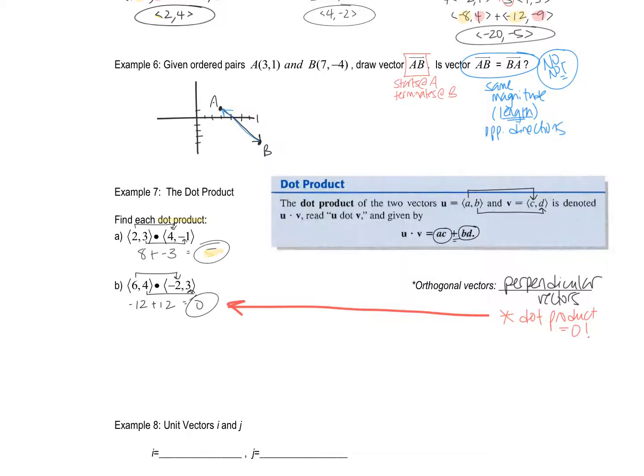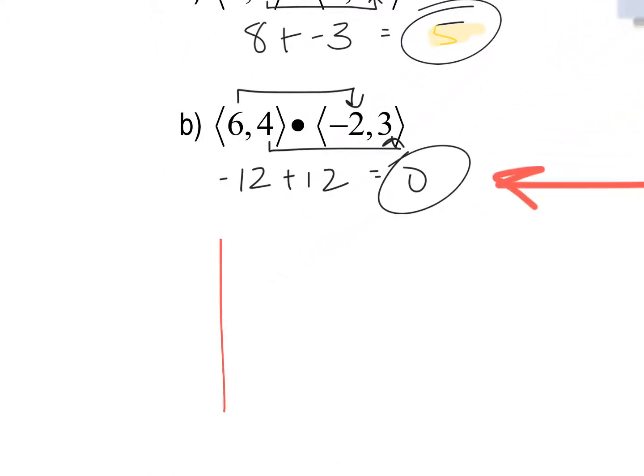So just as an FYI, the vector going through 6, 4 looks like this. 1, 2, 3, 4, 5, 6. 1, 2, 3, 4. So I'm going to put a dot there at 6, 4. This is that first vector. And then if I do a different vector at -2, 3, that's right here. That's what that vector looks like.